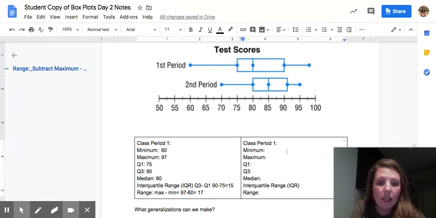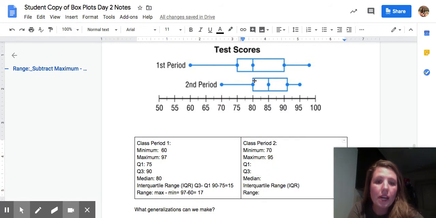Then this should say class period 2 right here. So now I look at class period 2. So that minimum in that class was a 70. So we can now say that the minimum score in class 2 was higher than the minimum score in class 1. Then we go down and we need to do our maximum for period 2. So my maximum right here looks like it's slightly above, or probably about 95. So we're going to put 95 for the maximum. So I can then see that the maximum for class period 1 is greater than the maximum for period 2.